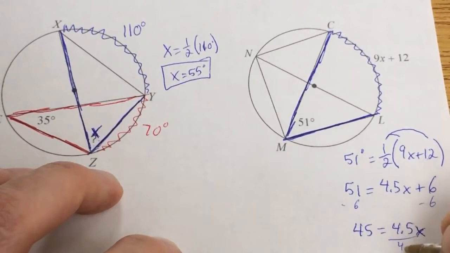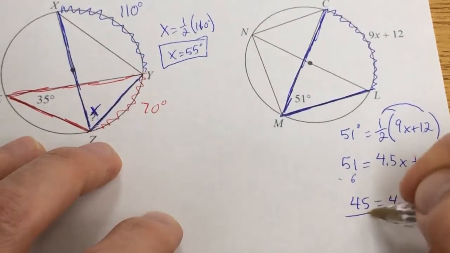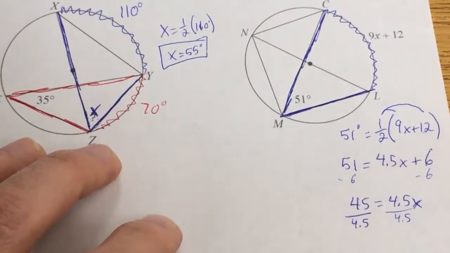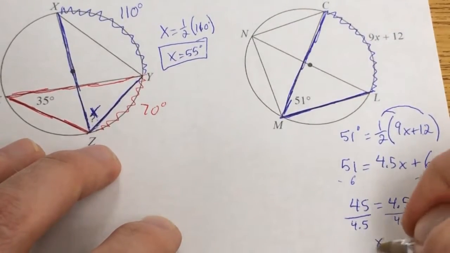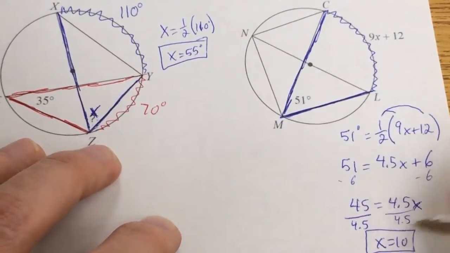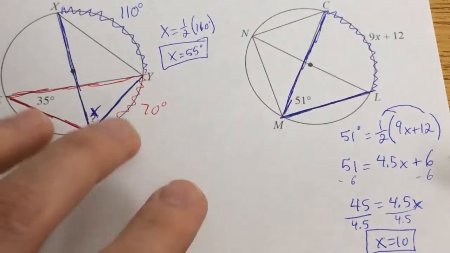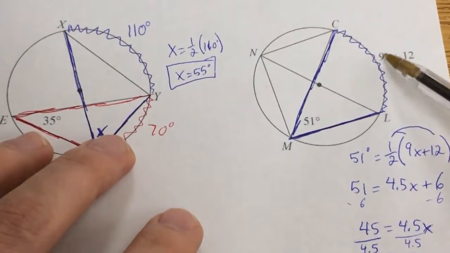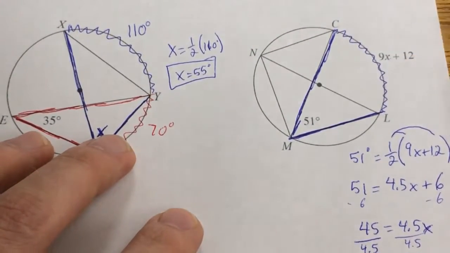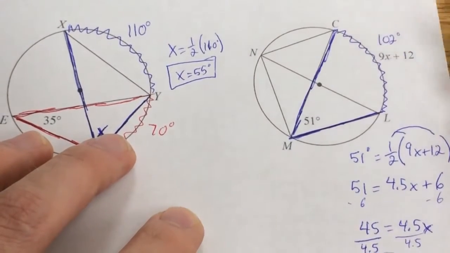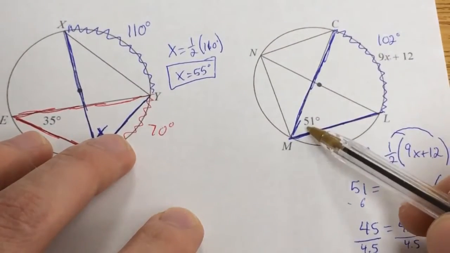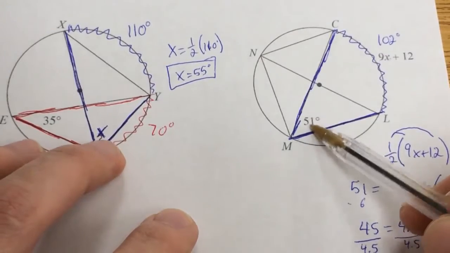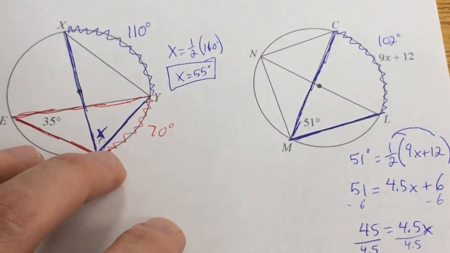And if I divide by 4.5, 45 divided by 4.5 is 10. So x, in this case, is a value of 10. And the question said solve for x. I can plug that back in to make sure I did it correctly. 9 times 10 is 90, plus 12 is 102. And again, remember that 102 is double what this inscribed angle was back here. So I know I did it correctly. All right?